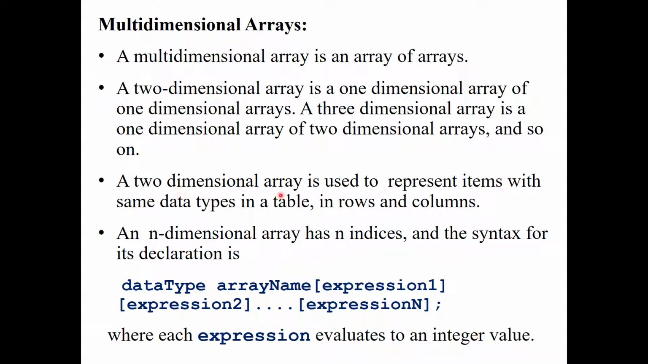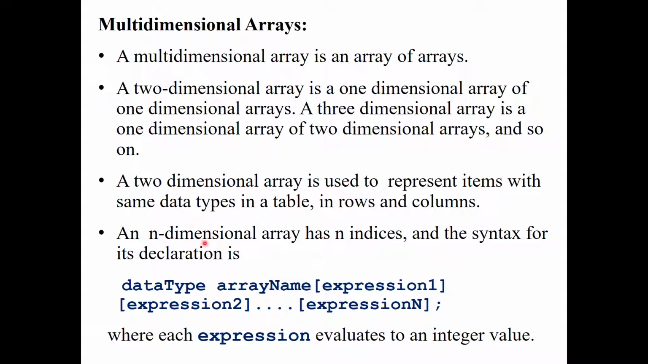Usually a 2-dimensional array is used to represent items with the same data types in tables, in rows and columns. So a 2D array is like a matrix. All of you are aware of matrices. So a matrix in fact is a 2D array. And again you have to keep in mind that all the elements or members of these arrays are of the same kind of data type. All of them are similar variables.